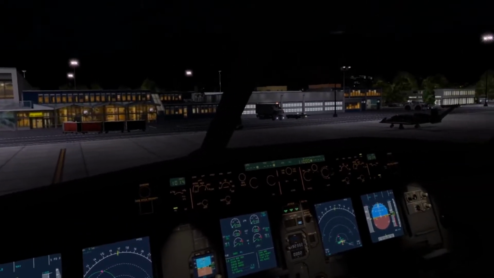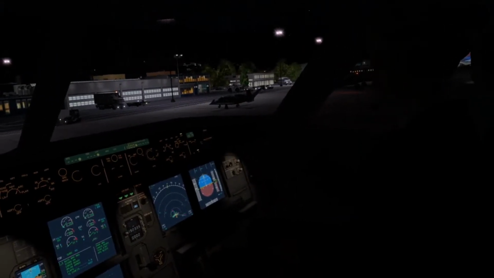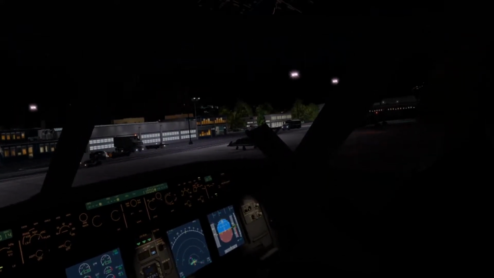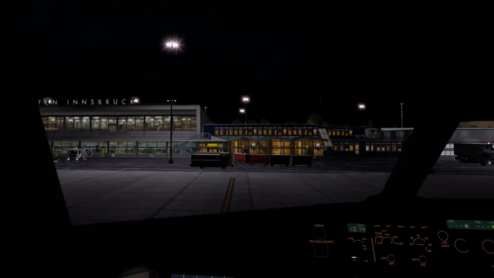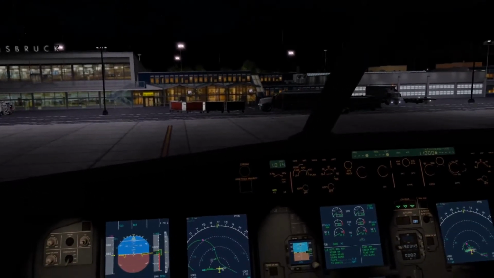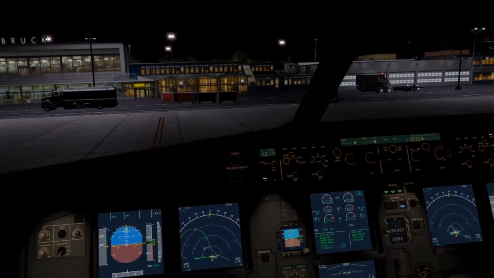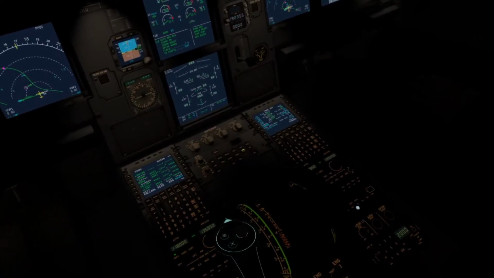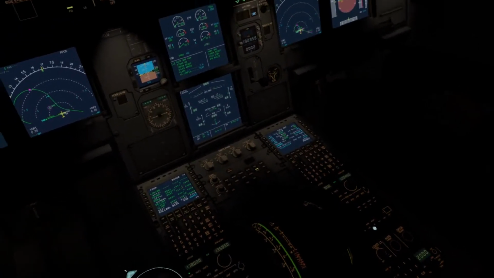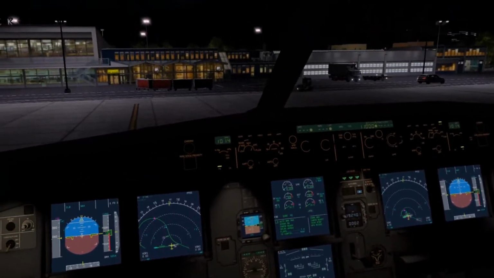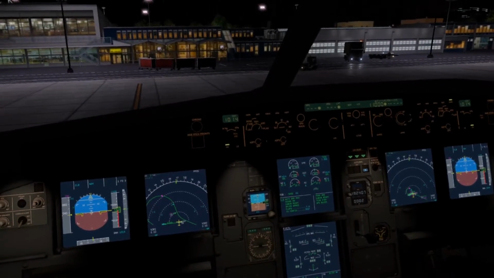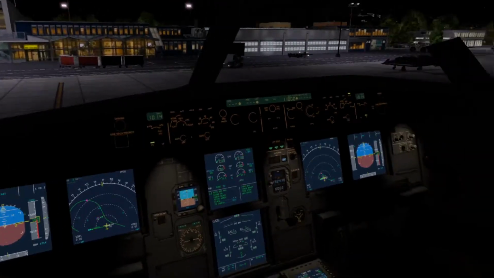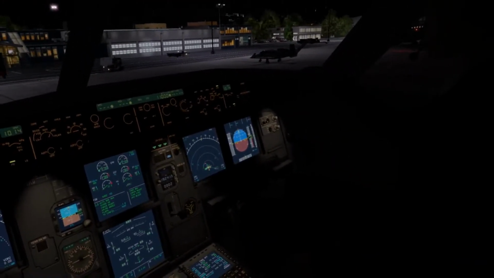Oh. I have to start checklist. After start checklist. Anti-ice. Off. ECAM status. Checked. Pitch trim. Down 0.0. Rudder trim. 0. After start checklist completed. Flight control check.